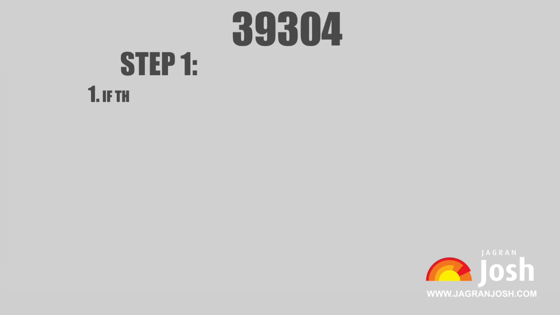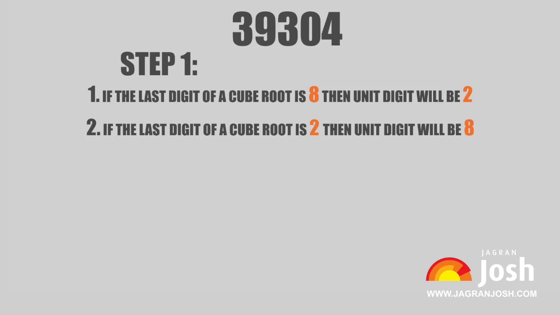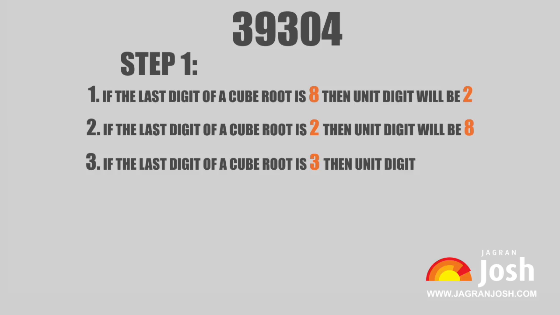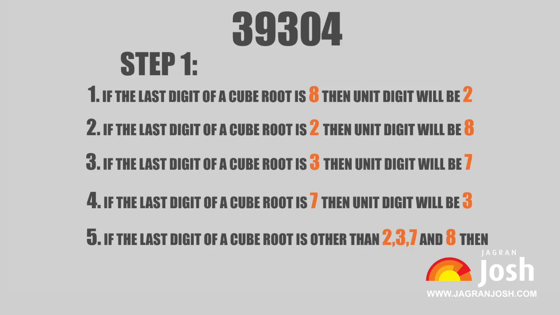If the last digit of a cube is 8, then the unit digit will be 2. If the last digit of a cube is 2, then the unit digit will be 8. If the last digit of a cube is 3, then the unit digit will be 7. If the last digit of a cube is 7, then the unit digit will be 3. If the last digit of a cube is other than 2, 3, 7 and 8, then put the same number as the unit digit. Therefore, the unit digit will be 4.